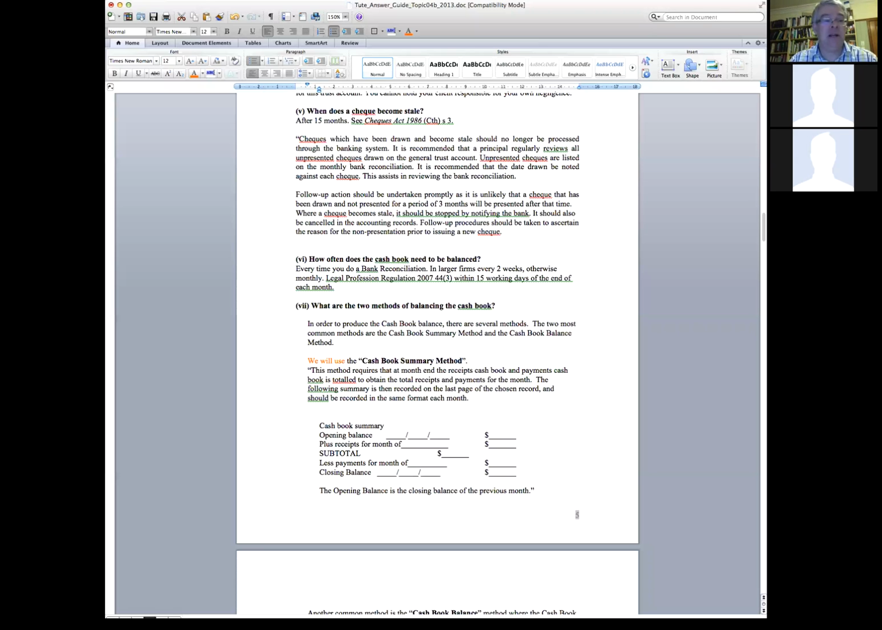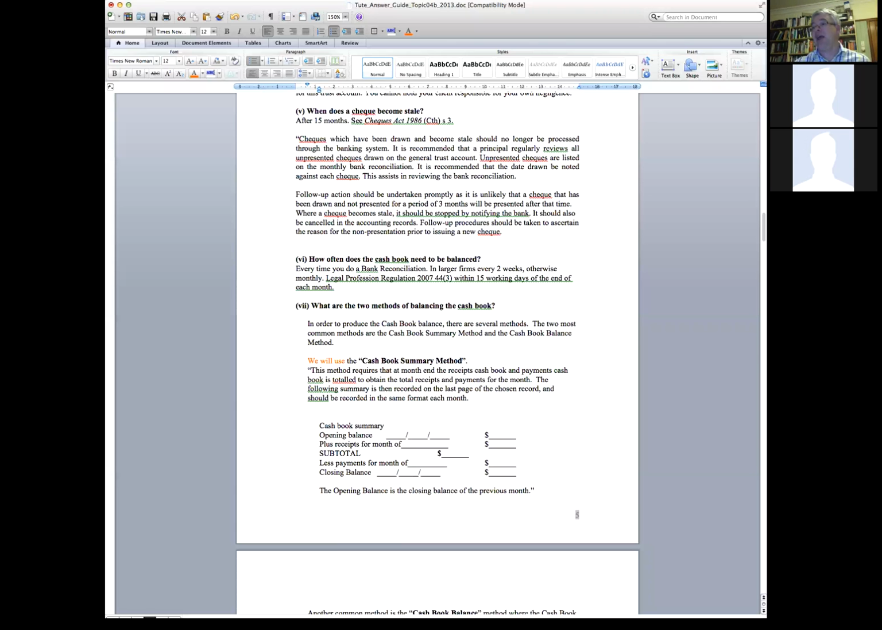If nothing's happening and it becomes stale, then you just stop the check, you notify the bank, and then you can cancel it in the accounting records, because you've got to balance your trust account. Otherwise, it keeps being carried forward in your reconciliation statements, and you end up with a long list of outstanding checks, and that's not really a good thing to have on an ongoing basis.